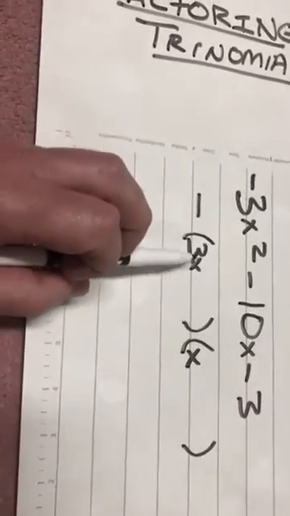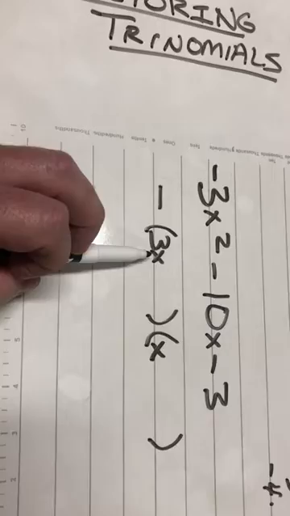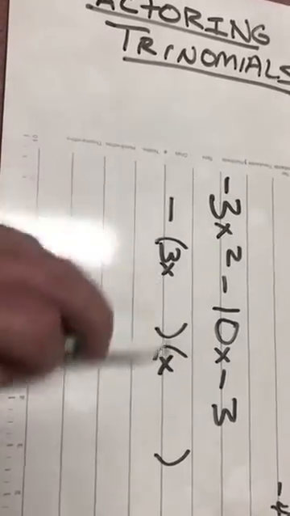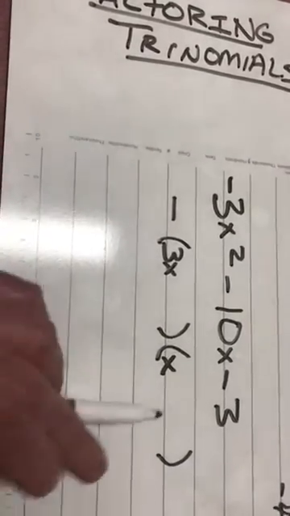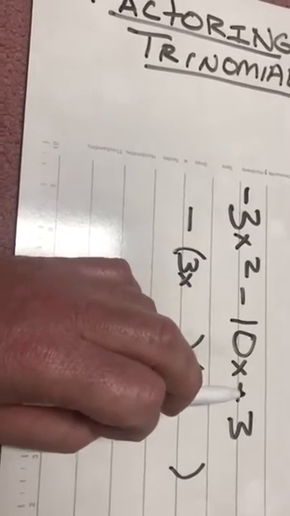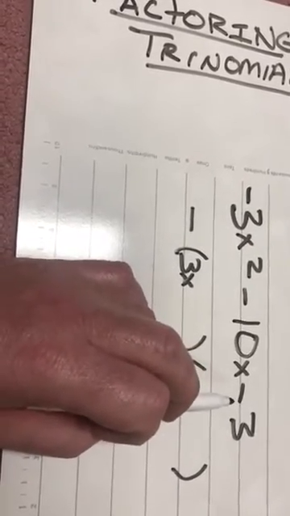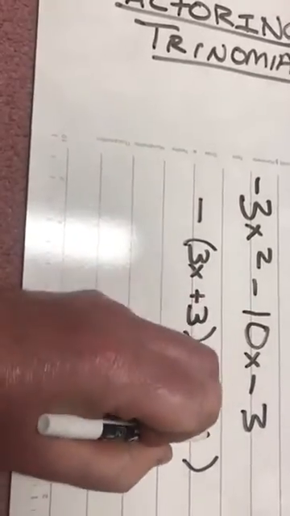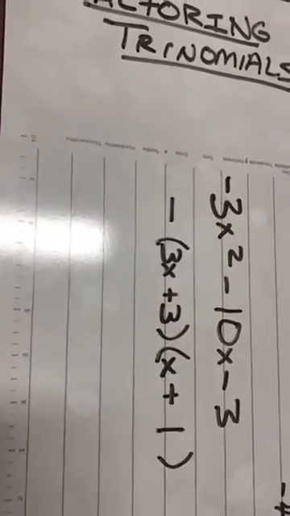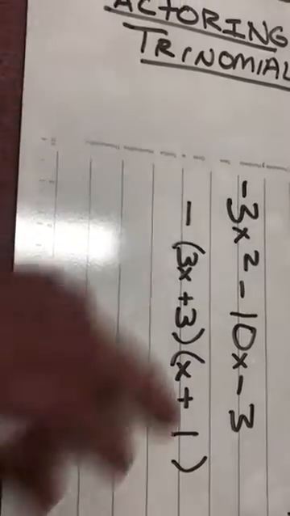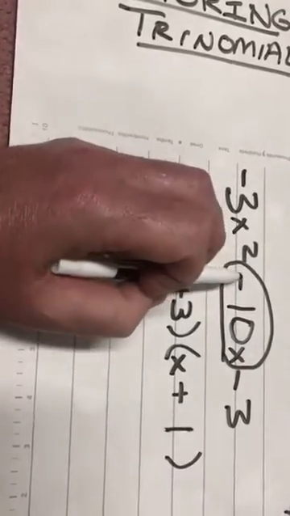Because remember what we're really doing, even though we haven't talked about it much recently, all we're doing is setting up like a FOIL method problem. So I know that this multiplication problem has to be plus 3 plus 1. It has to be. Those are the only two numbers that are going to equal 3. But here's the issue. I need to get a positive 10x. It's my negative sign, so remember this is a positive.